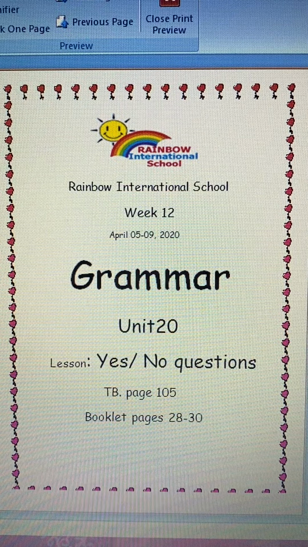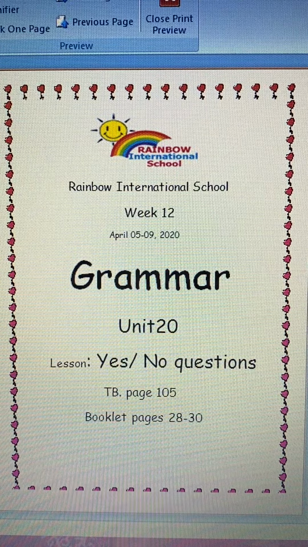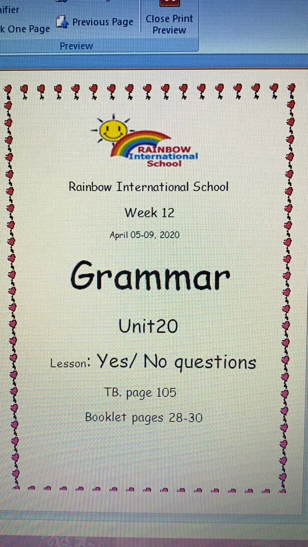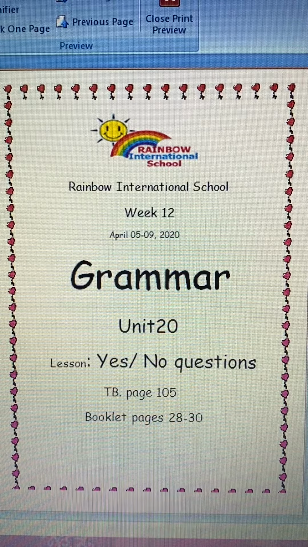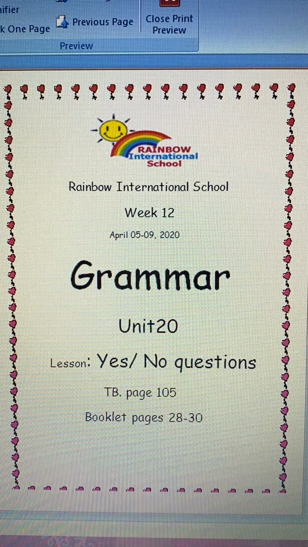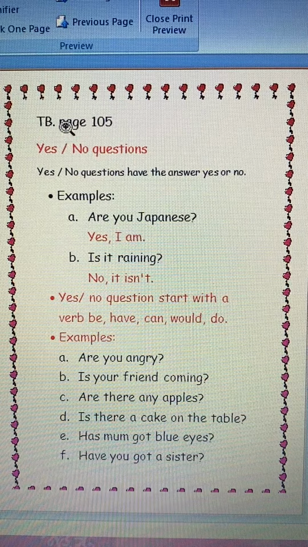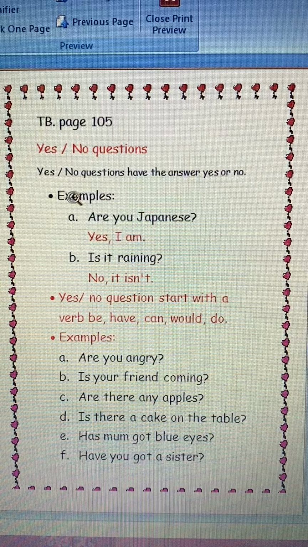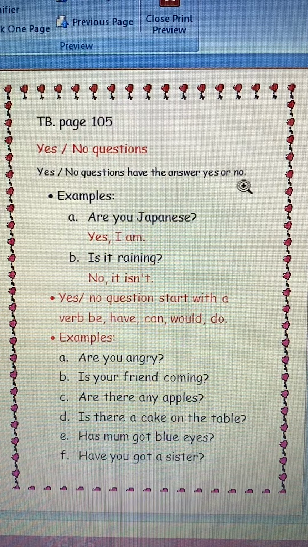Our lesson is all about yes or no questions. Take out your textbook and your booklet. Refer to textbook page 105 and booklet pages 28 to 30. Now, let's go to textbook page 105. Yes or no questions. Yes or no questions are answered with yes or no.